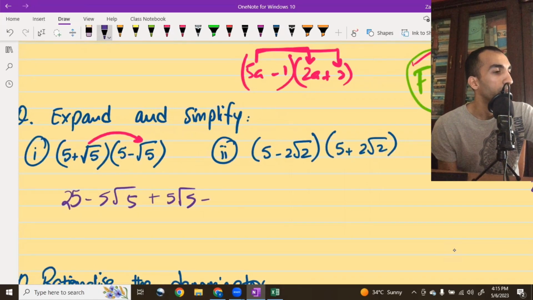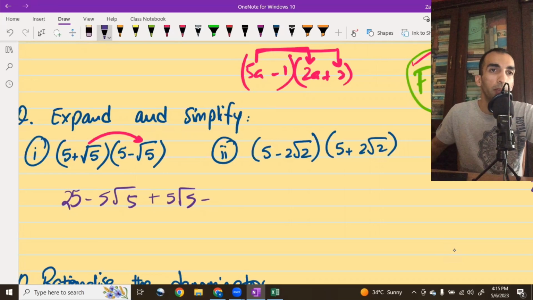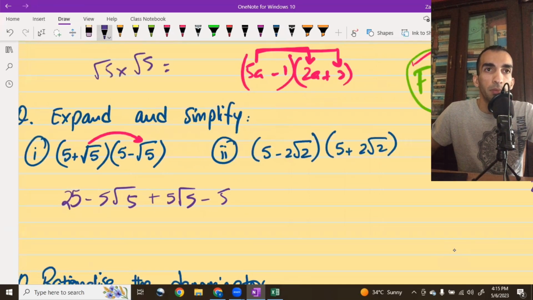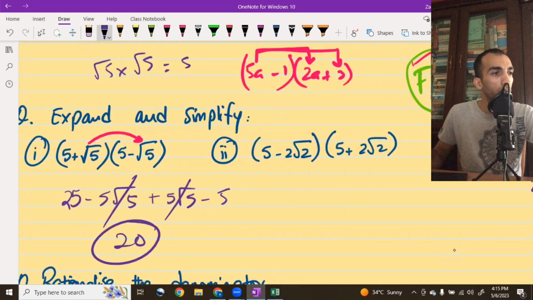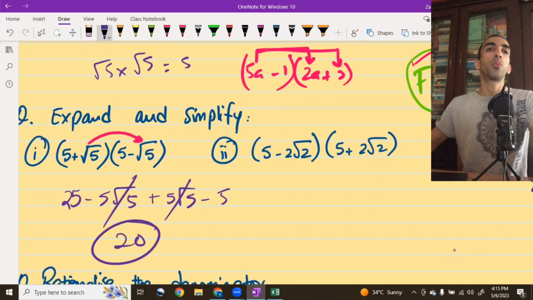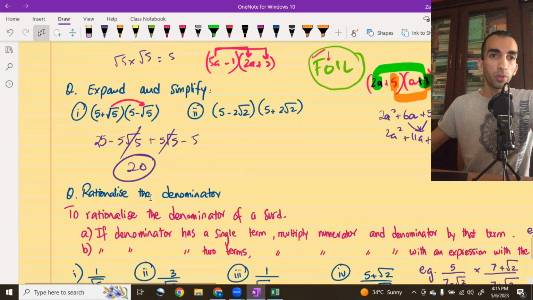Would it just be minus 5? Minus 5. Whenever you're multiplying a square root with the square root, the square root sign disappears. So this gets cut out with this. 25 minus 5 simply gives you 20. We're going to continue with part 2 from tomorrow, and then we're going to move on to rationalizing the denominator.